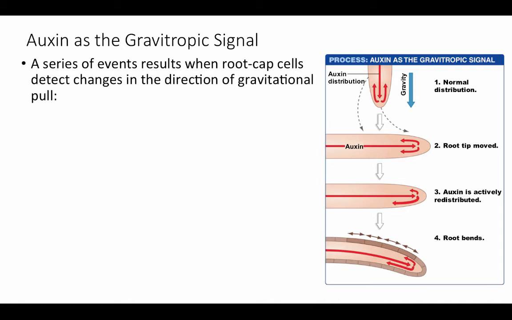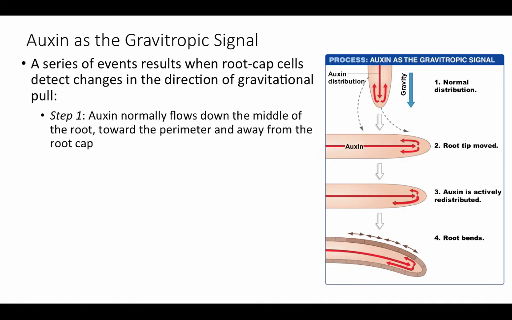So a series of events results when root cap cells detect changes in the direction of gravitational pull. For example, in that photo you saw where the plant was laid down on its side in its pot. So normally, auxin flows down the middle of the root and then toward the perimeter and away from the root cap. So here's a normal flow of auxin when the root is oriented appropriately with respect to gravity.